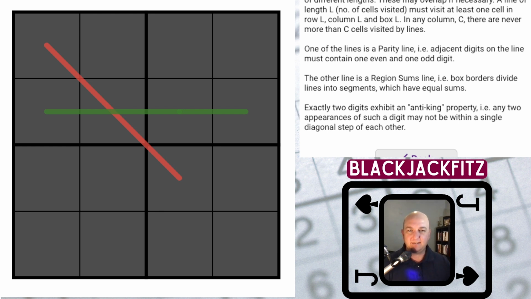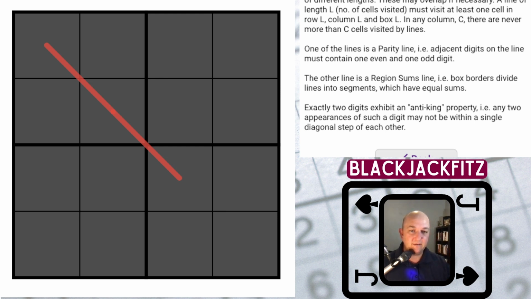Okay, so let's see what that means again here. Let me reread that. A line of length L. So let's just look at one line. That's a length 3 line. It must visit at least one cell in row 3. Got it. In column 3, also got it here. And in box 3, which we don't have because there's nothing in there. So that wouldn't work. We've ruled that particular line out.